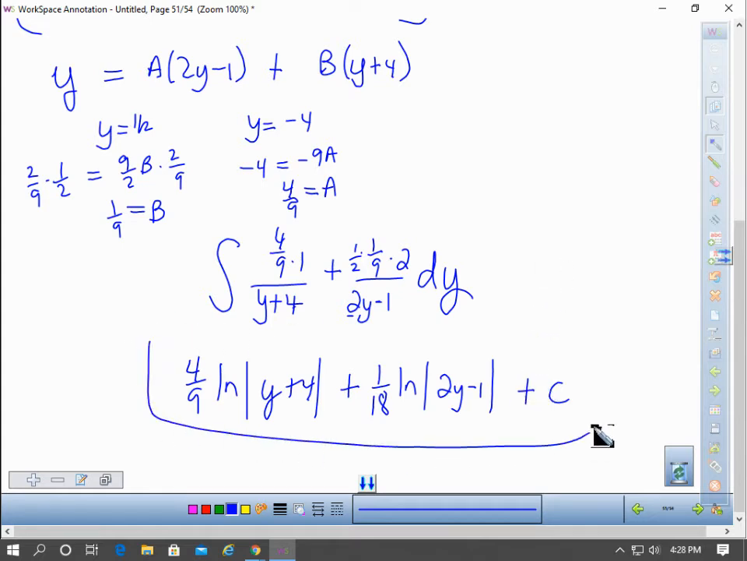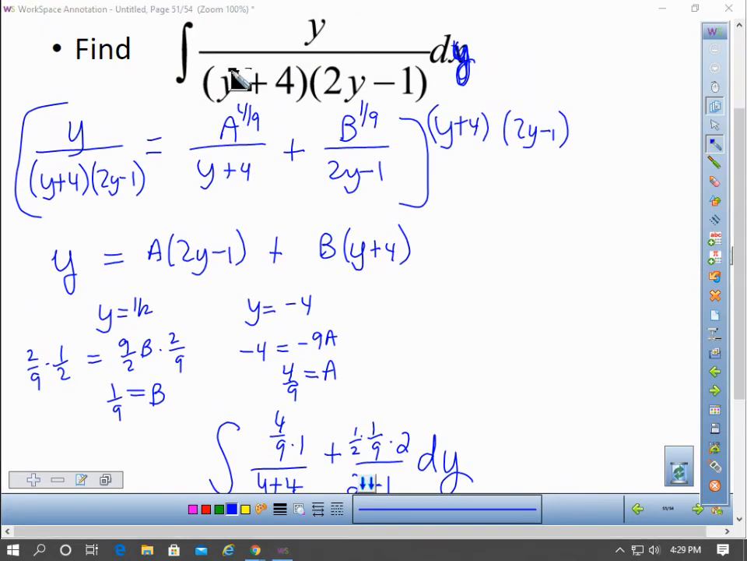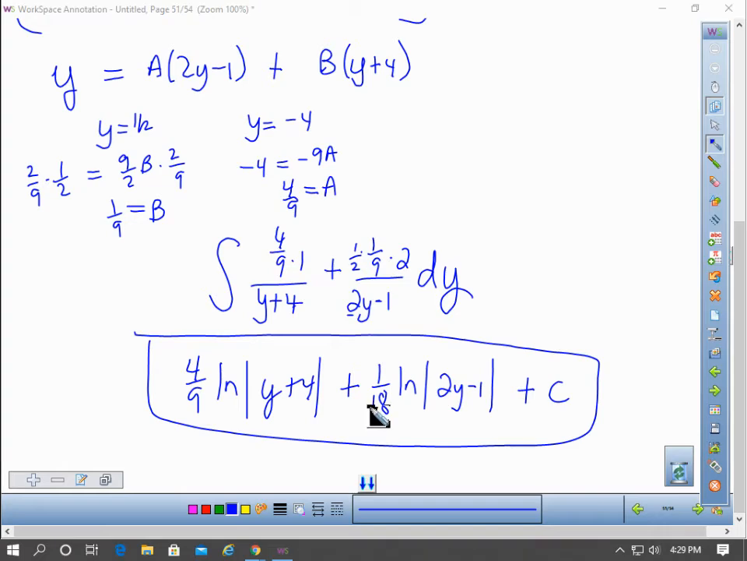Yep, we're done. We didn't have to do any limits of integration. Some of these have limits of integration on the problem where we got to do the fundamental theorem, but this was not one of those. All right, so that's our answer on that one.